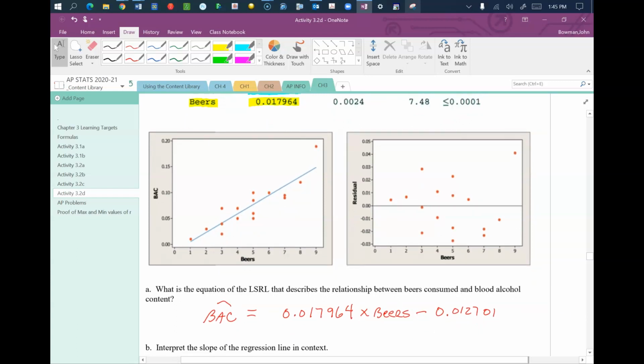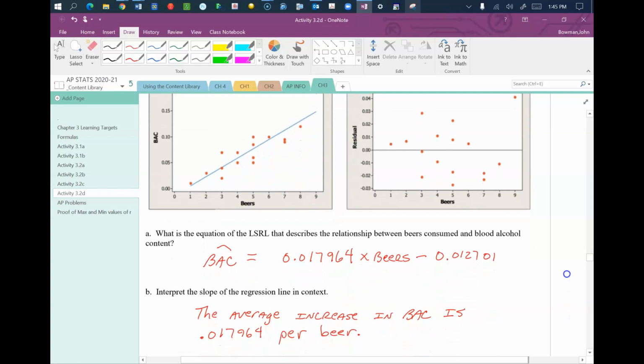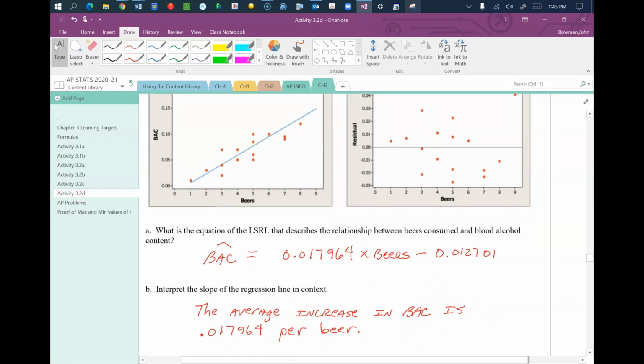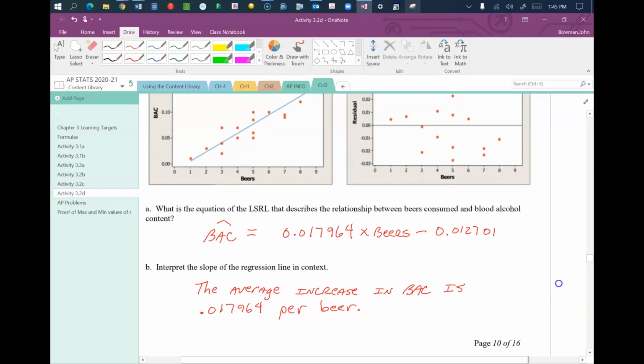Now you're supposed to interpret the slope in context. So in context, what this means is that as the number of beers that somebody drinks goes up by 1, the blood alcohol content is predicted to increase by 0.017964. Another way of saying that, if you prefer, is to say the average increase in the response variable, blood alcohol content in this case, is 0.017964 per beer or per additional beer that's drank.